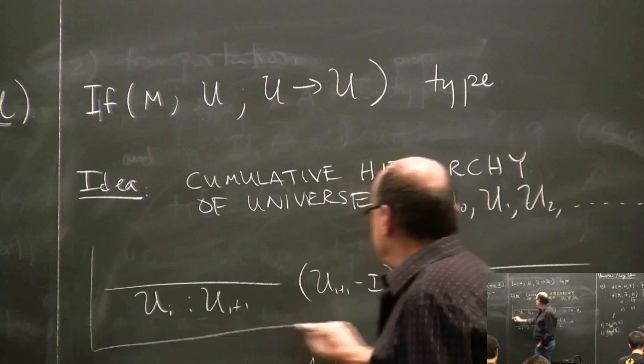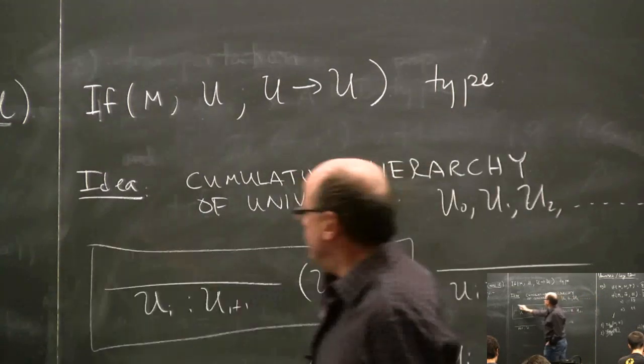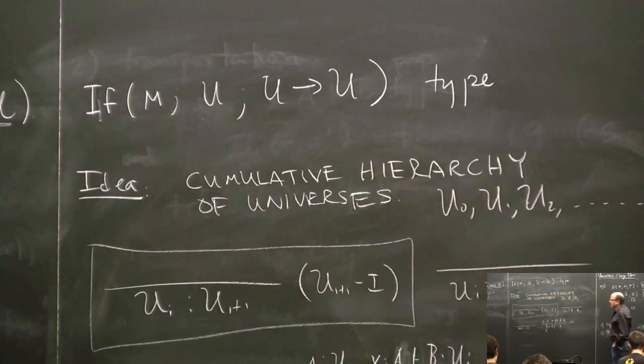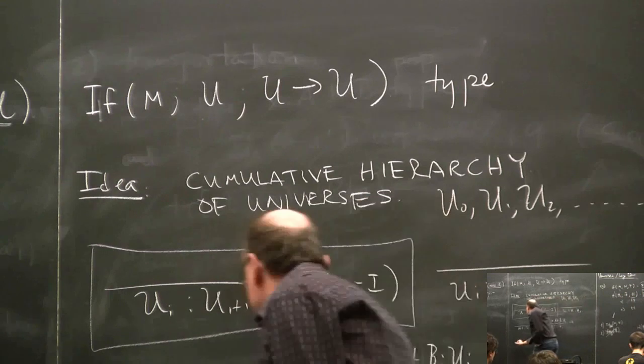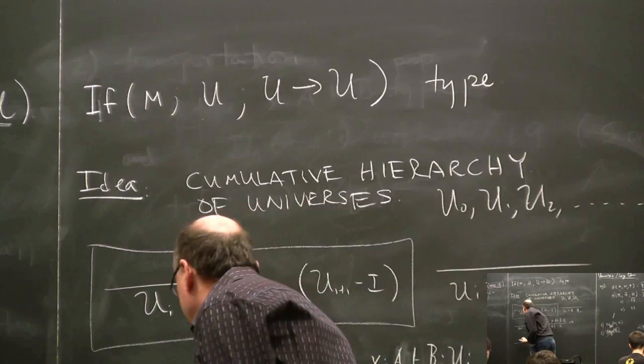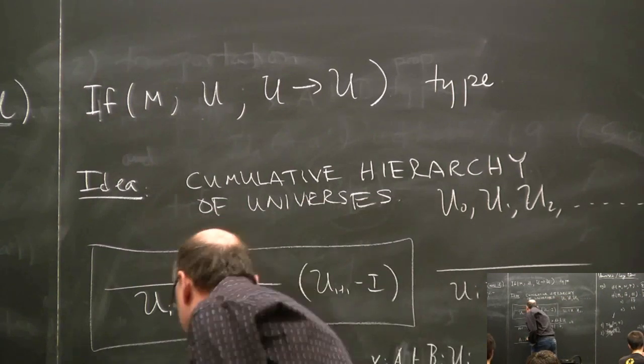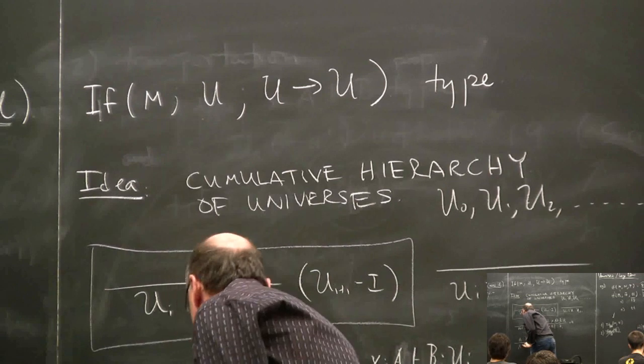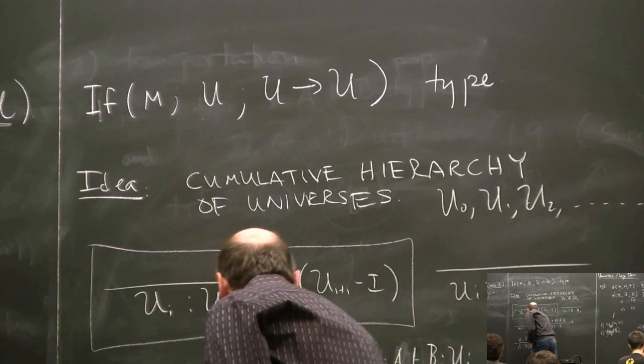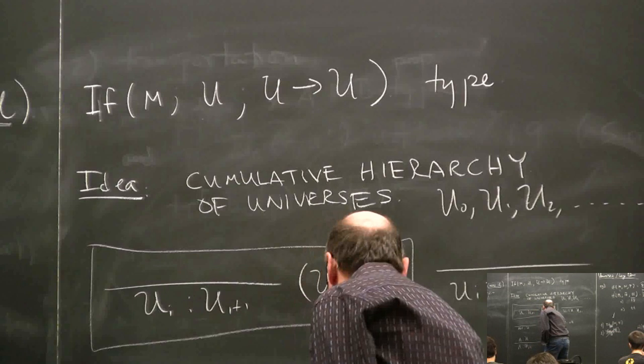Except we now have this principle: instead of U colon U, we have Ui colon Ui plus 1. And then we have one more, which is the principle of cumulativity, which says that if A is in Ui, then A is also in Ui plus 1. And that's called cumulativity.